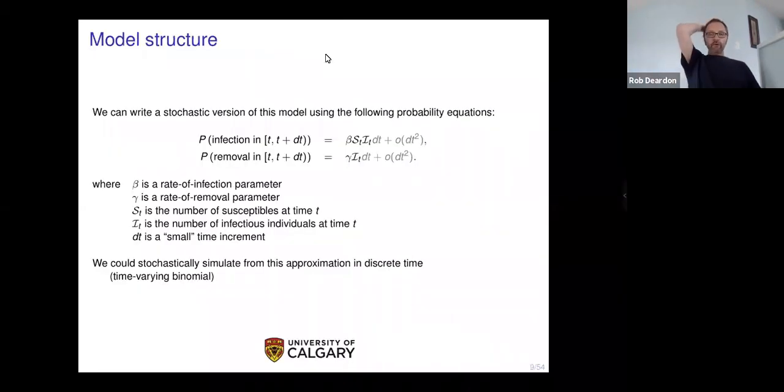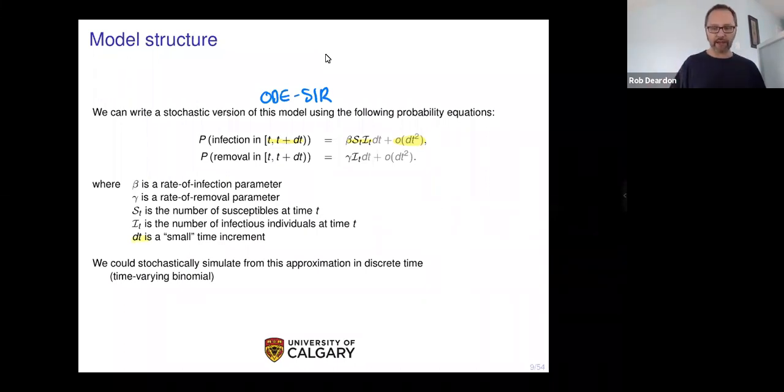Okay, so we can write a stochastic version of our ODE SIR model, so that's the model I'm talking about there, using the following probability equations, right? So we think about the probability of an infection occurring in a very small time interval from t up to t plus dt. If we're prepared to make a linear approximation, that would just be beta times S times I, times the width of the interval. But of course, it's not linear, so we've got these higher order things going on as well, right? So there's an approximation depending on how small that dt really is.